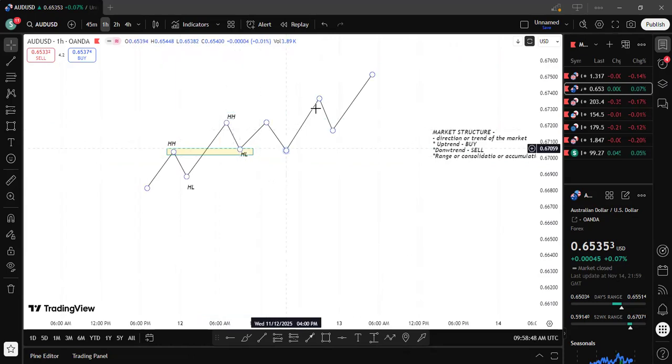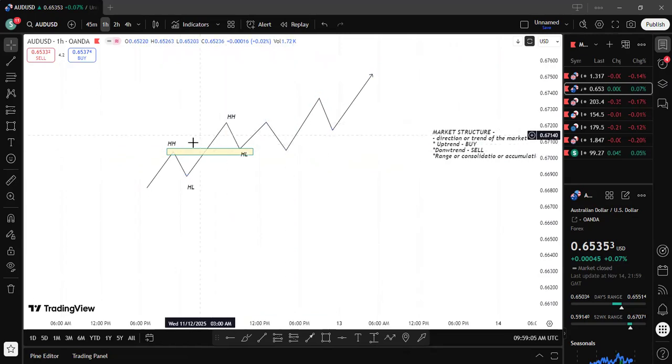It breaks this structure again. This structure is broken again. Then you have a new higher high, retest at this point, higher low, because this low here is higher than this low. That's why you come with the term higher low.